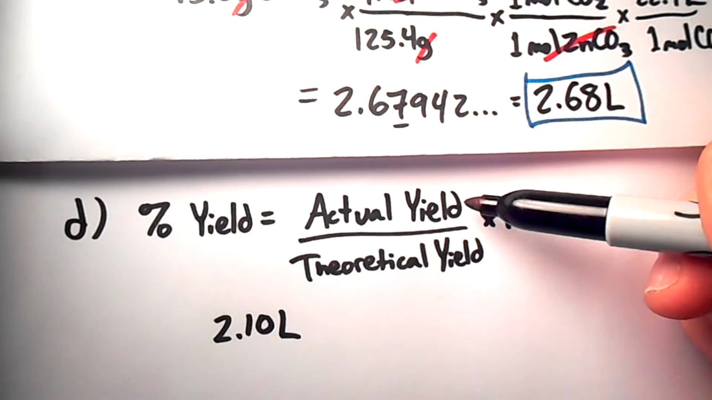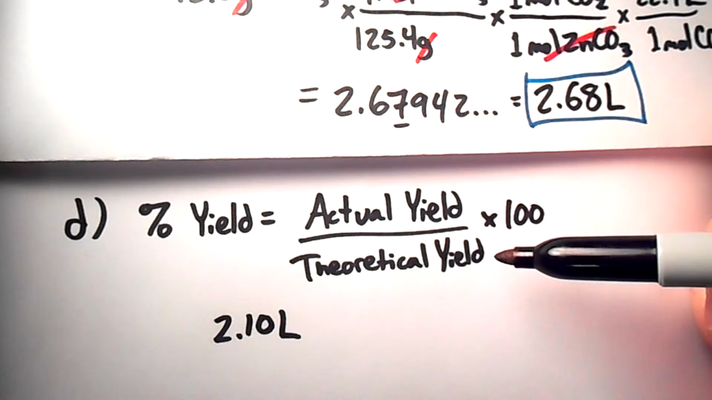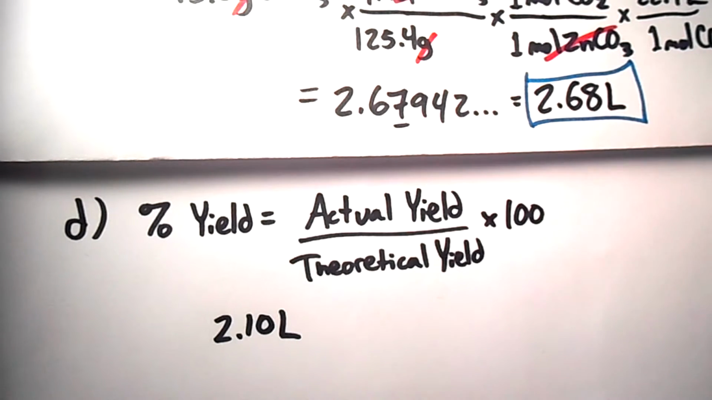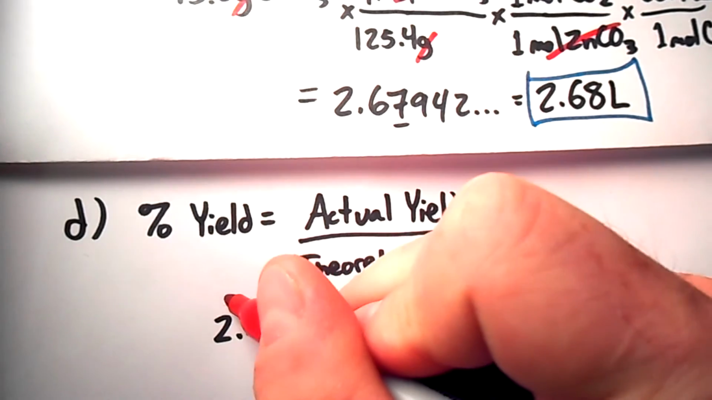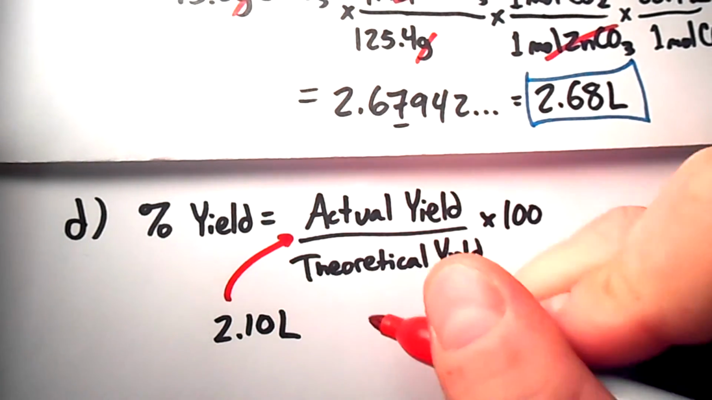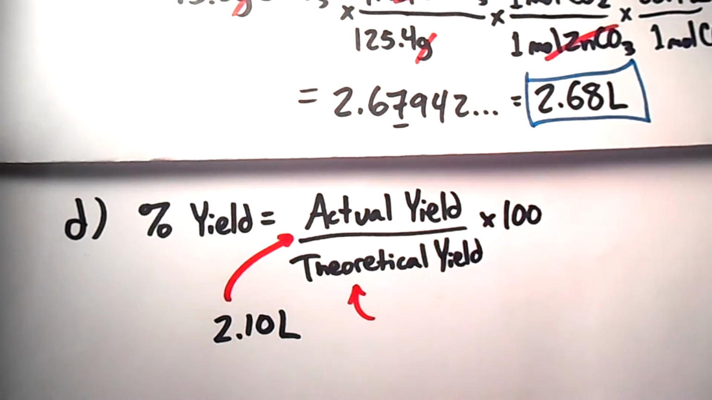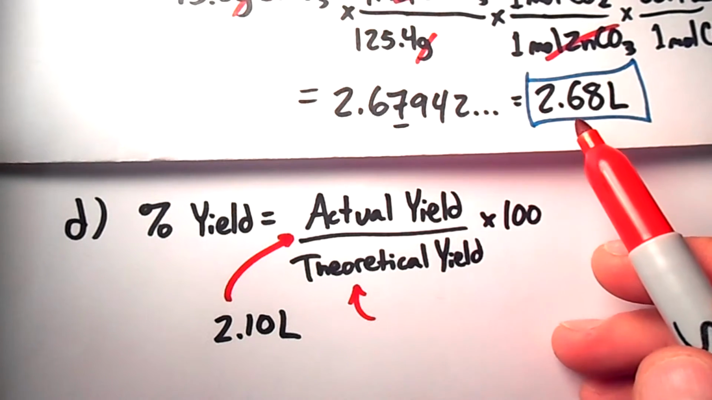So we can do that also with chemicals, with the mass or with the volume. It doesn't matter as long as the units of actual yield and theoretical yield match up, because then they cancel out. So if I have 2.10 liters, well, that's my actual yield. That's what I actually collected. My theoretical yield is what I got in the previous problem, this 2.68 liters.